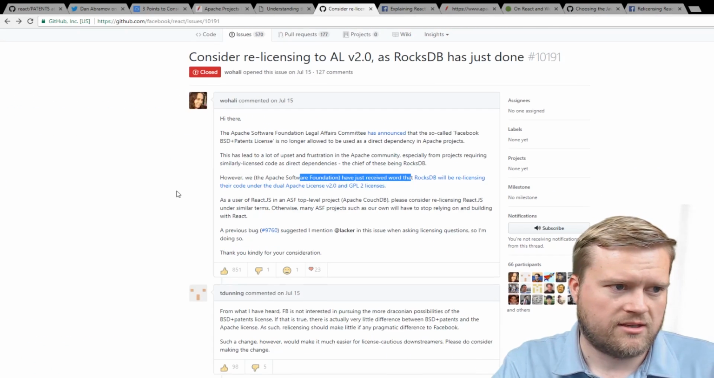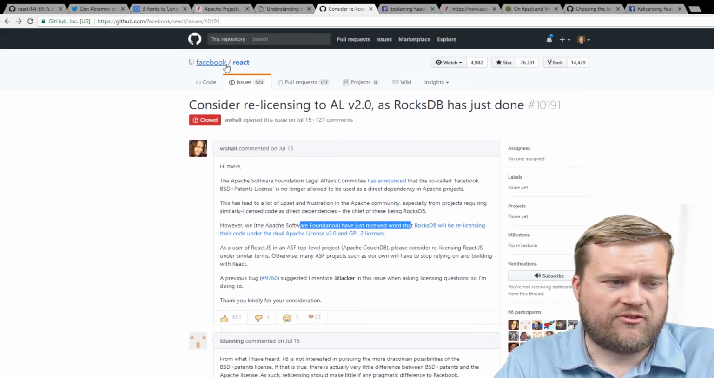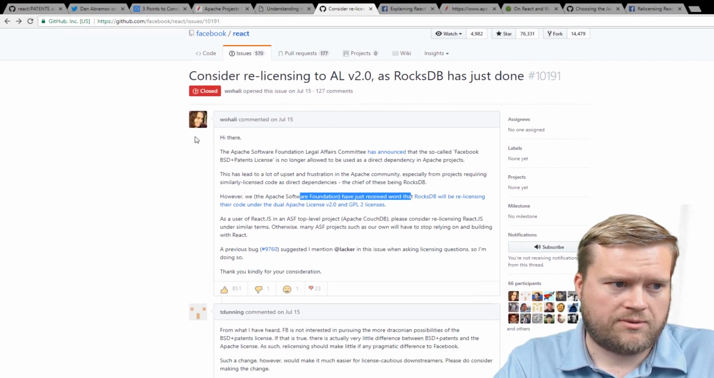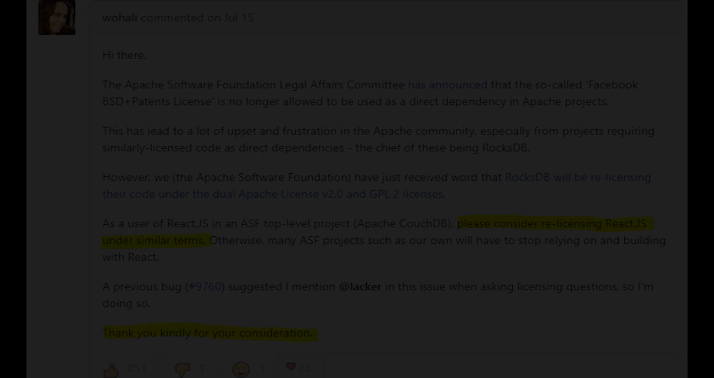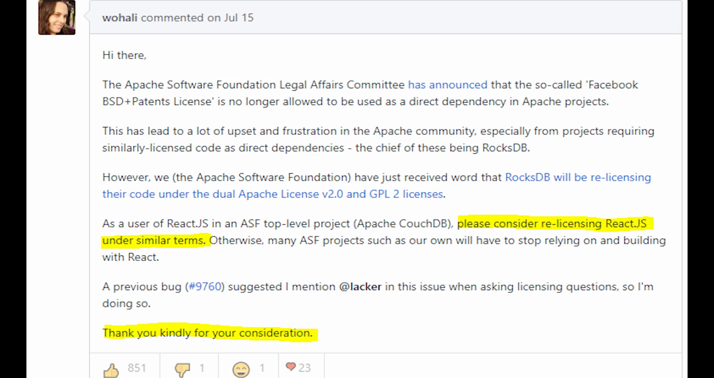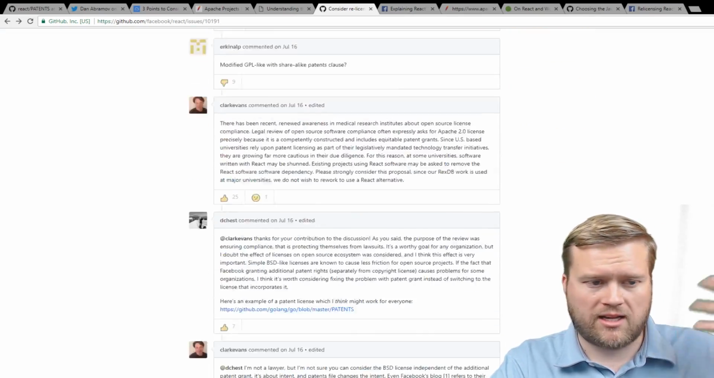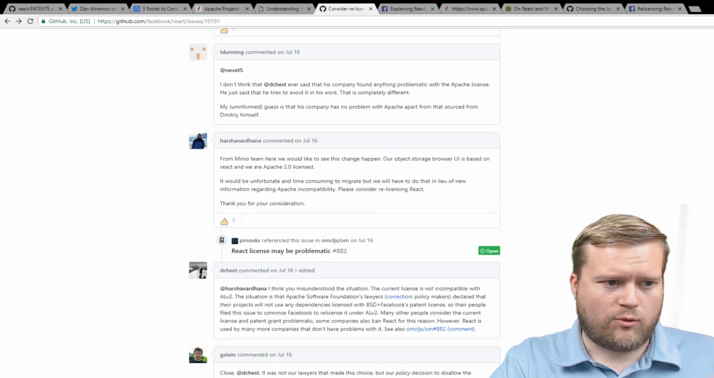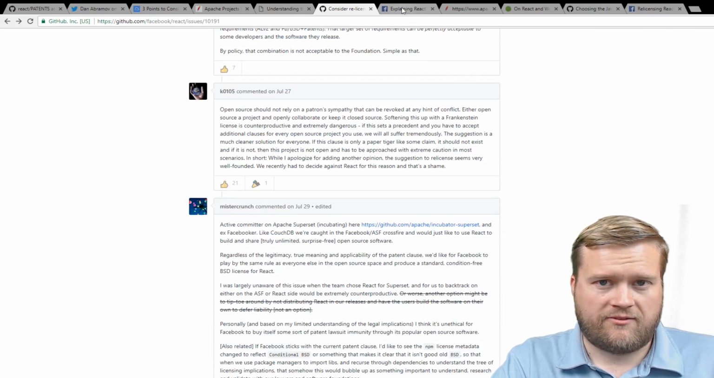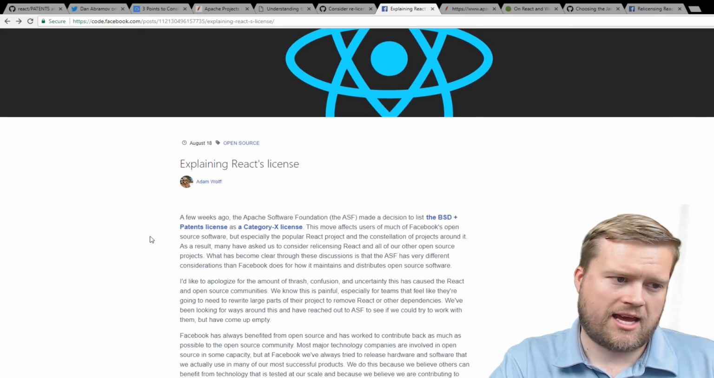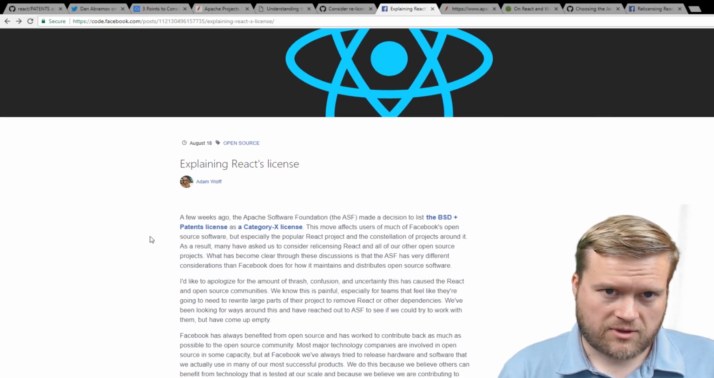And that's this post. So under the Facebook React GitHub, someone from the Apache Software Foundation asked React to relicense their project, just like RocksDB did. And they were trying to get some clarification under that. And so there was a big old thread, lots of people were talking about what this meant. And basically at the end of the day, Adam Wolf at Facebook created an article, kind of explaining the situation.